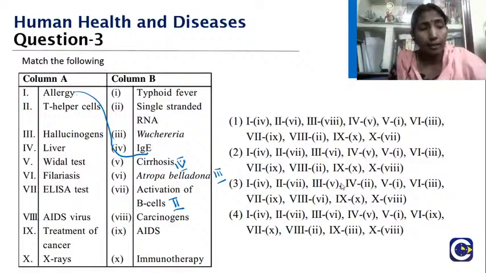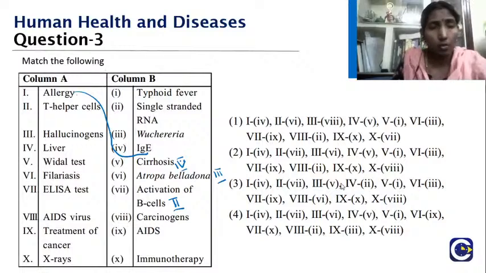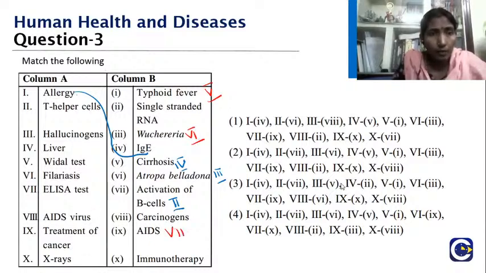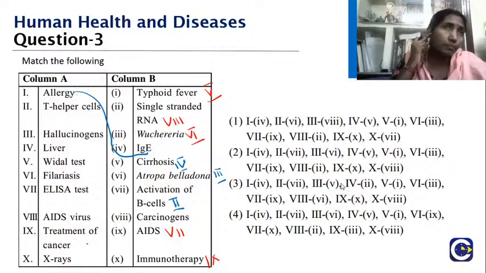Okay, and then, wait. The liver is always with cirrhosis. And then, one minute, I'll just change the color. Okay. Then we have the Vidal test for typhoid. Filariasis with Wuchereria. What about the ELISA test? AIDS. What about the AIDS virus? They are single-stranded RNA. Right, what we are working out is right. Treatment of cancer, we can go for immunotherapy, like alpha interferon and all that. X-rays are carcinogens. Okay, so which should be your option?